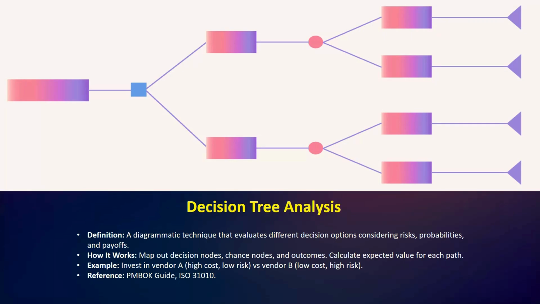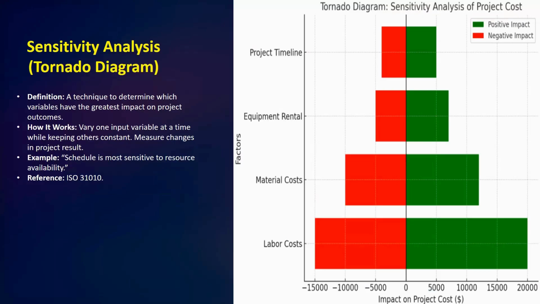Okay, so here we have the definition. It's a diagrammatic technique that evaluates different decision options considering risk, probability, and payoffs. So how does it work? Map out decision nodes, chance nodes, and outcomes. Calculate expected value for each path. We have an example here: invest in vendor A, high cost, low cost, versus vendor B, low cost, high risk. Okay, so I hope this is clear.